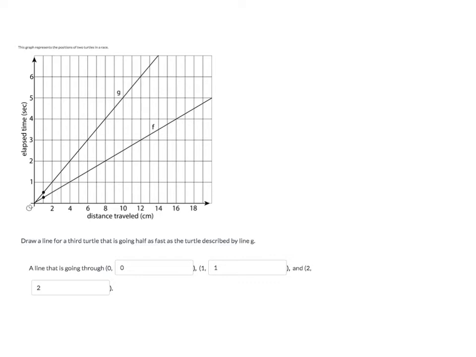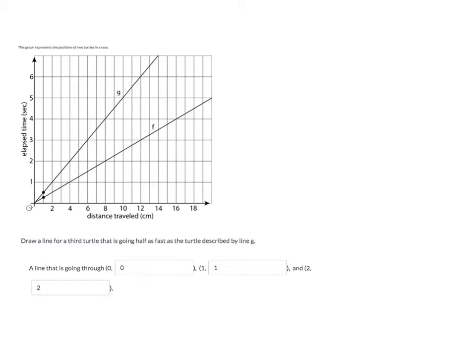We're going to go over Unit 3, Quiz number 1, for those who still need to understand it a little bit better. So here is number 1. Number 1 says, draw a line of a turtle that is going half as fast as the line G. So let's first go ahead and look at line G. For 1 centimeter, it takes line G half a second.